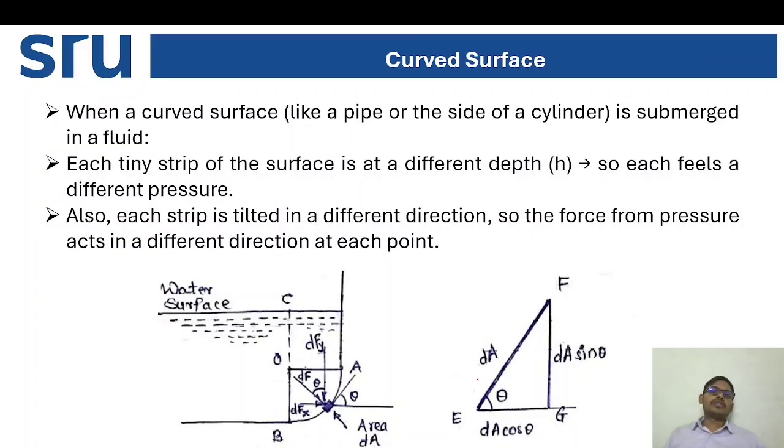Now we can see one more thing, curved surface. When a curved surface like a pipe or the side of a cylinder is submerged in a fluid, then each tiny strip of the surface is at a different depth. So each feels a different pressure. Also, each strip is tilted in a different direction. So the force from the pressure acts in a different direction at each point.